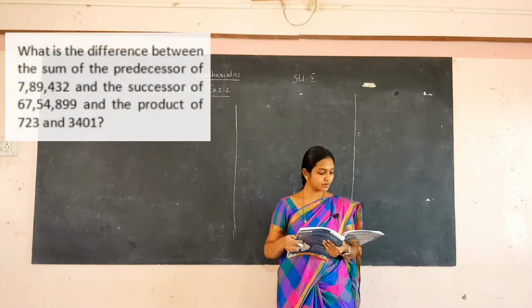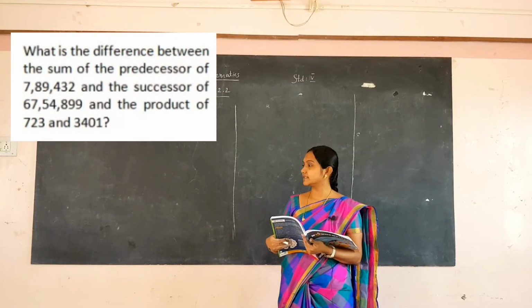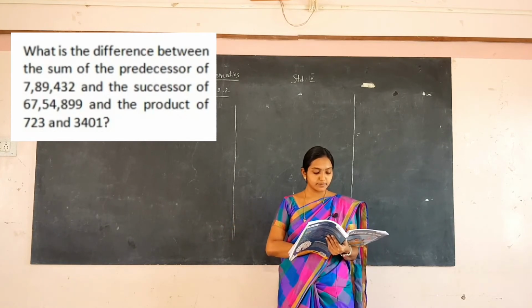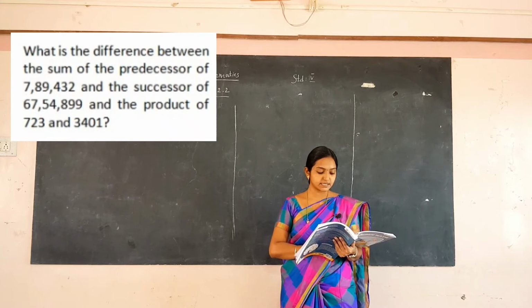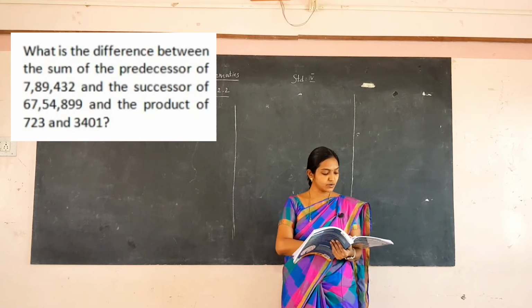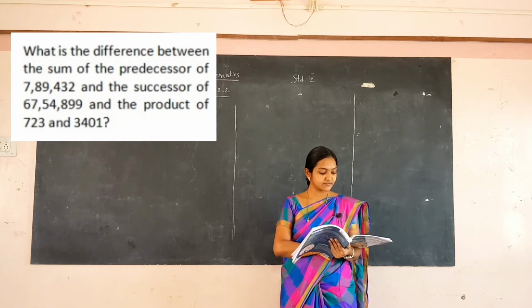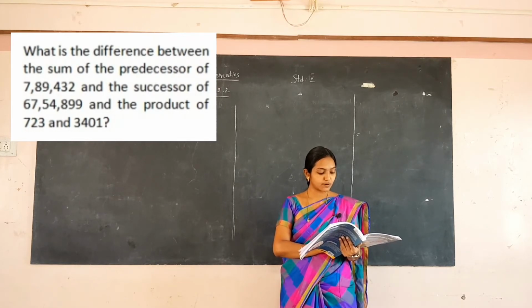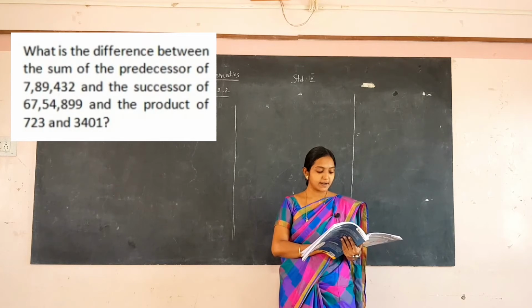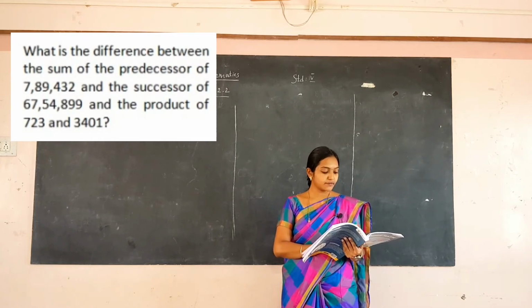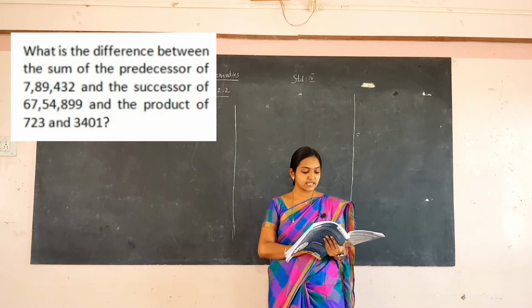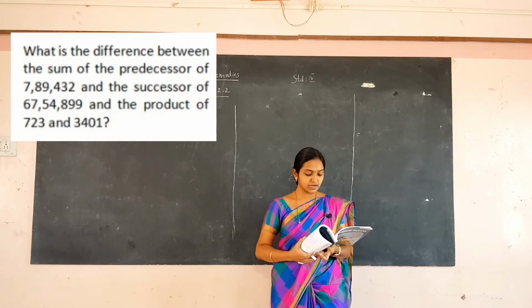Now we are going to solve the next problem. You can see the problem here. What is the difference between the sum of predecessor of 7,89,432 and the successor of 67,54,899 and the product of 723 and 3,401? So what we have to do is we have to first find the predecessor of 7,89,432.